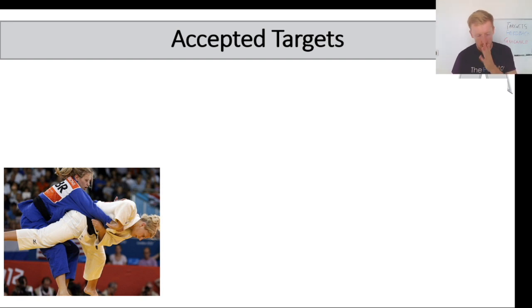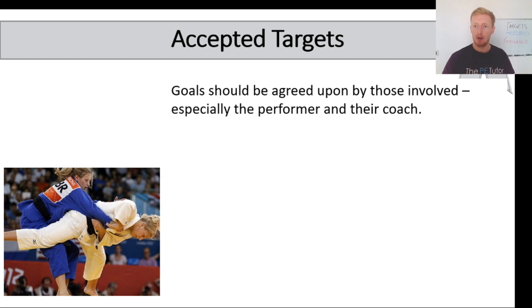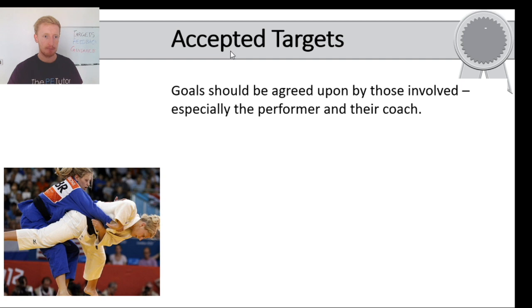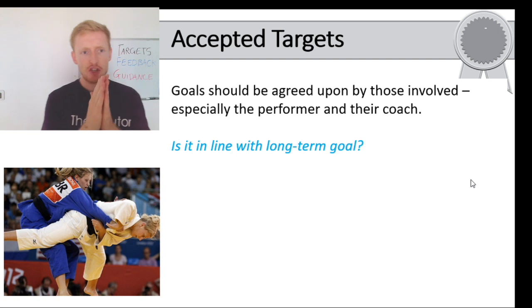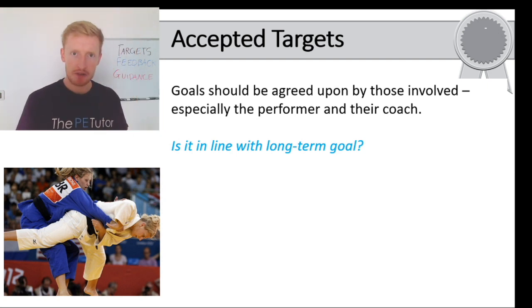Accepted. So this is to do with the performer and the people that they directly work with, be it in training or just in general life. So they should be agreed upon. They should be accepted to be relevant, to be accurate, to be worthwhile by the performer, by the coach, by the family, by the best friends, by the carers, whoever it might be.